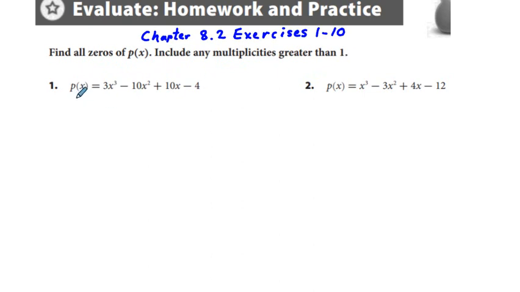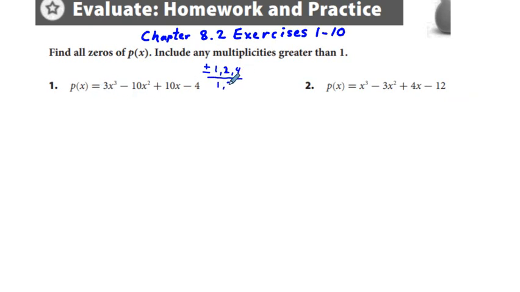We have the first one, p of x equals 3x cubed minus 10x squared plus 10x minus 4. So we're going to use the rational roots theorem. Basically, rational roots theorem is that we're going to have plus or minus the factors of the constant, in this case 4. And so we're going to have plus or minus 1, 2, and 4 over the factors of our leading coefficient, which is 3.